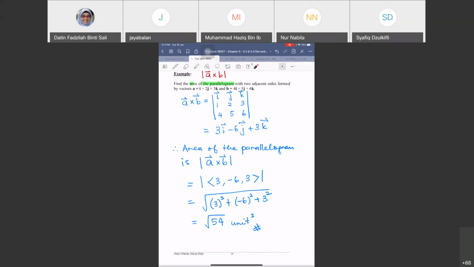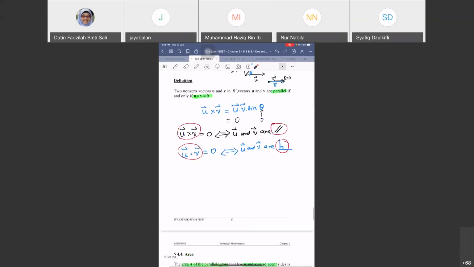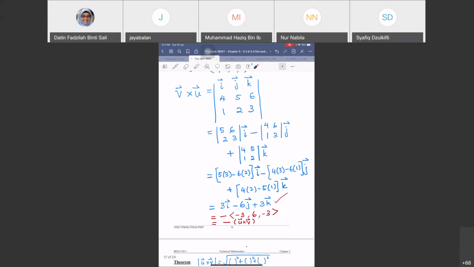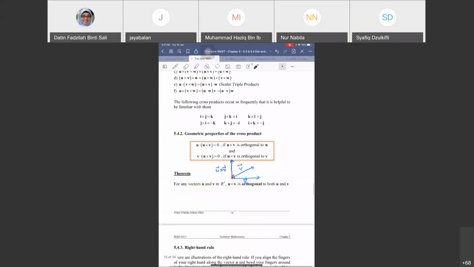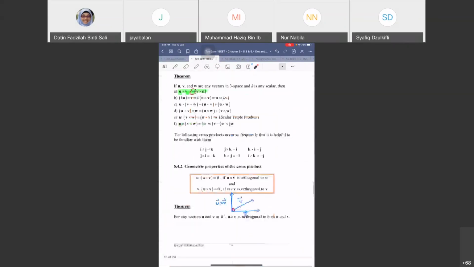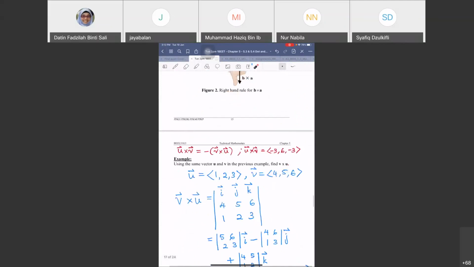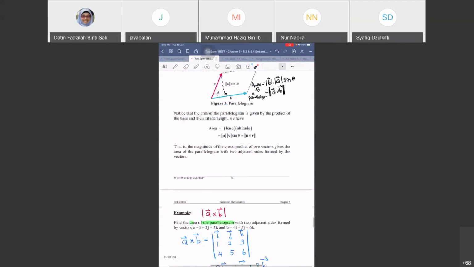Madam, sorry to interrupt. I just want to ask, the answer we took from the 3 and negative 6 plus 3, is it the right answer? Oh, okay, sorry, just now I wrongly looked at that one. It should be minus 3 plus 6 minus 3, right? Correct. That is the correct answer. Thank you, Jaya.